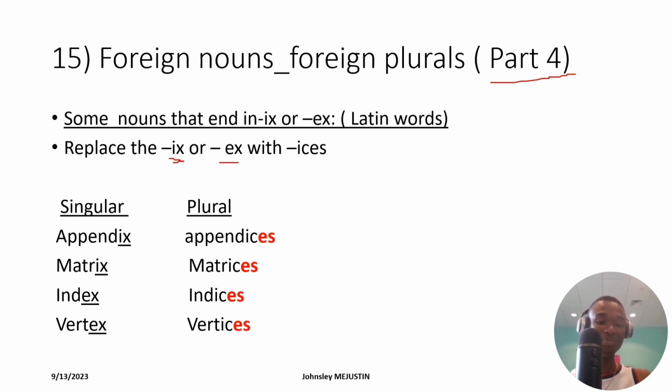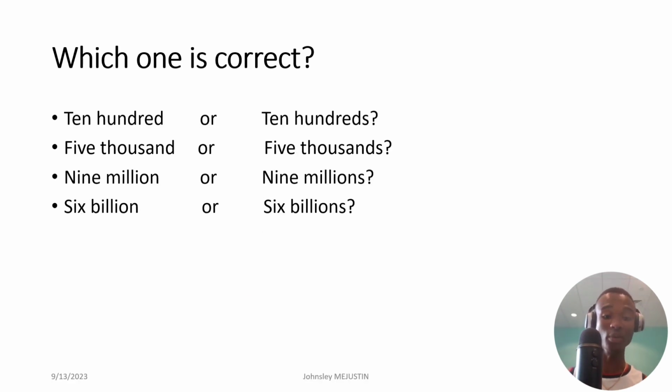Appendix, appendices, matrix, matrices, index, indices, vertex, vertices. All right. These words are not very common. I told you already. They are not very common, but it's important for you to know how to form the plural. Okay?